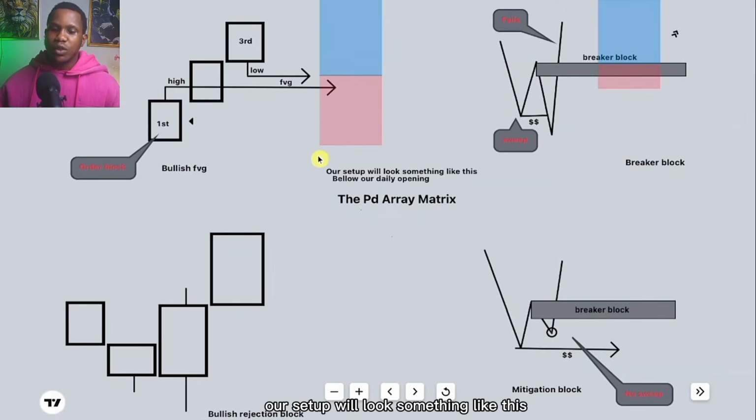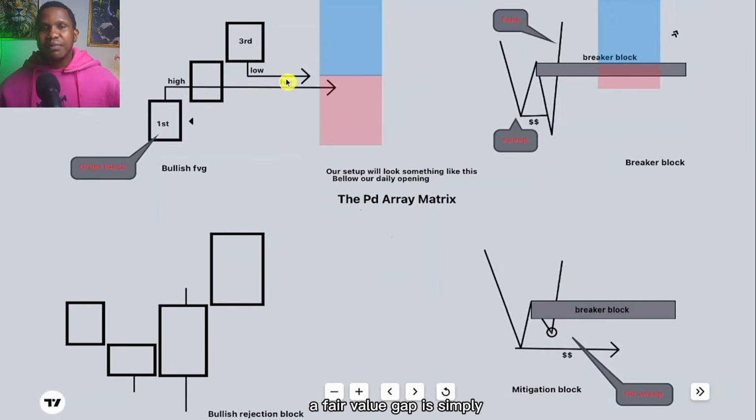Our setup will look something like this. A fair value gap is simply food we eat. Can you see that before our order block can work, it should have a fair value gap?